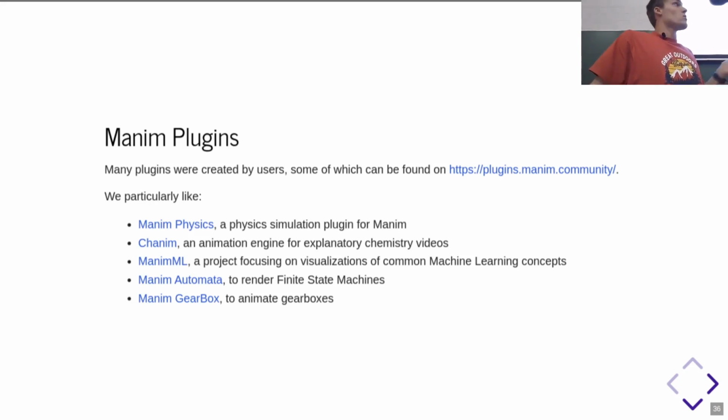Among them are plugins for Manim physics. So if you would like to simulate a body falling and bouncing on the ground, or a rigid body, or stuff like that, you can use it. If you are into chemistry, then you can use Chanim, which aims to generate chemistry molecules and so on. Then you have machine learning concepts that can be generated with Manim ML. If you're into finite state machines, then you have automata, and gearbox for gearboxes. And there are a lot more that I did not mention.